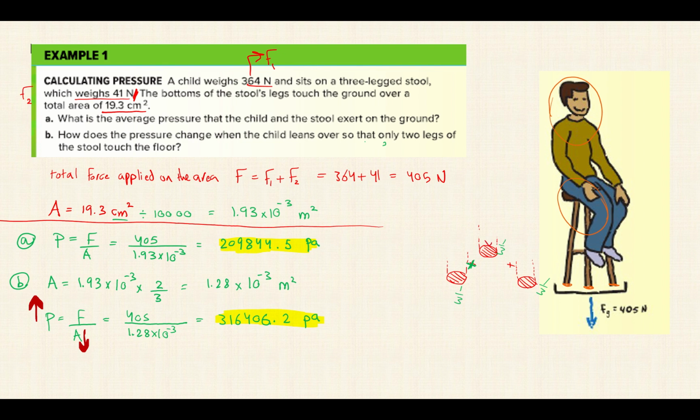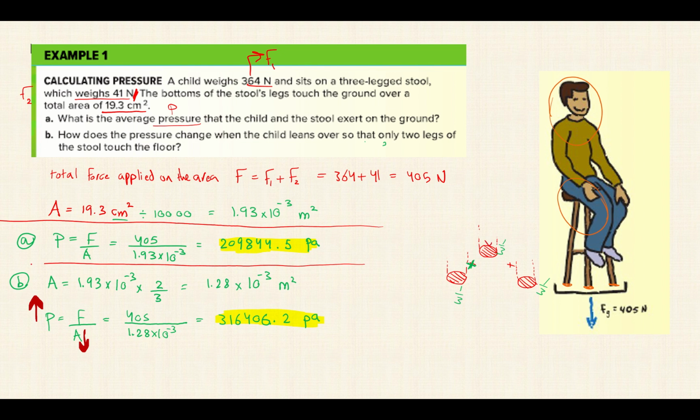In A, it wants me to find the average pressure applied by the stool and the child on the ground. So we'll apply P equals F over A. The force is 405 and the area is 1.93 times 10 to the power of negative 3. That gives you 209,844.5 Pascal.